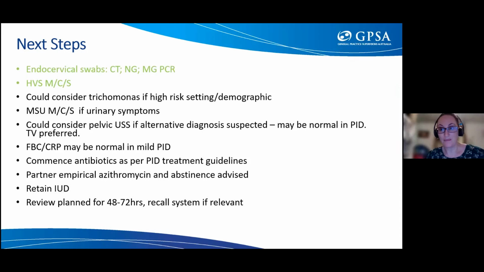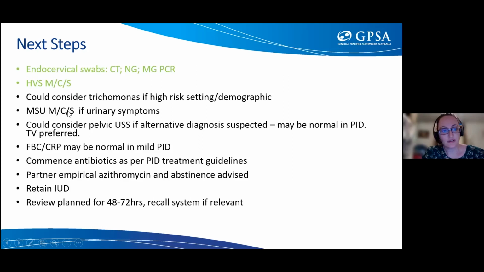So the things by guidelines that we would be having our registrars do next would be taking those endocervical swabs for chlamydia, gonorrhea, and mycoplasma. So this is a situation where you would be testing for mycoplasma. And again, I will talk more about mycoplasma shortly, but certainly in symptomatic presentations, so in our syndromes such as PID, we would be testing for mycoplasma. We'd want to do a high vaginal swab for MCNS. You could consider trichomonas if you're in a higher risk setting or demographic.